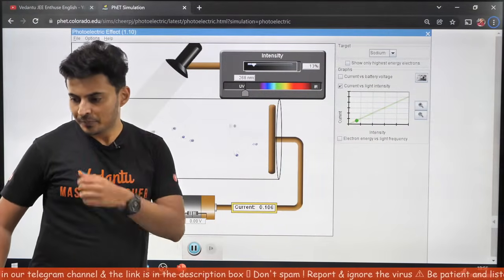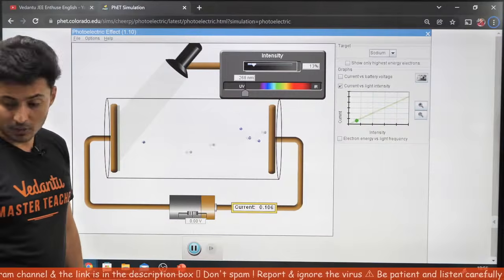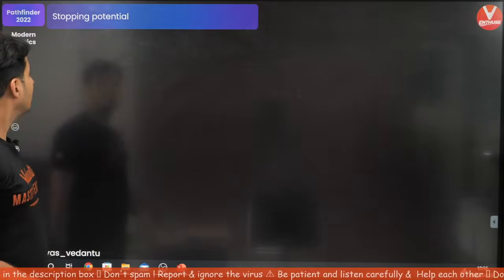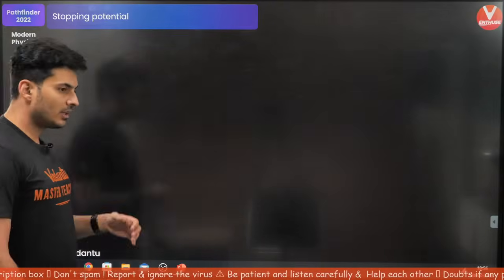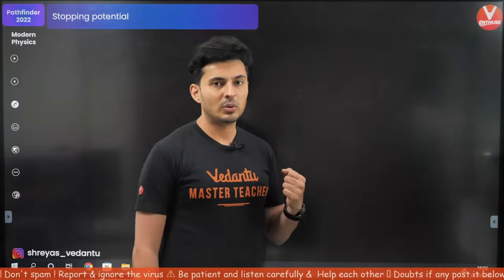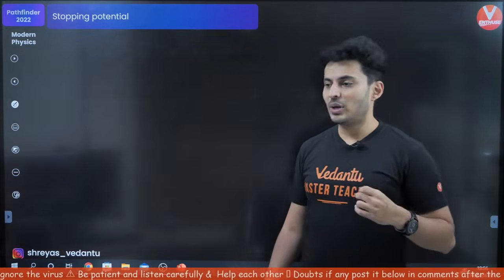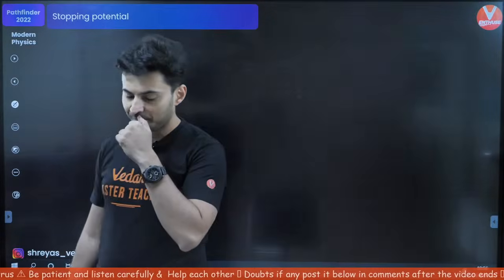Very good, very good. Now let's go ahead to the next part. Okay, moving on. Stopping potential. This is the next parameter of the photoelectric effect. Only then we can come to Einstein's photoelectric effect equation.